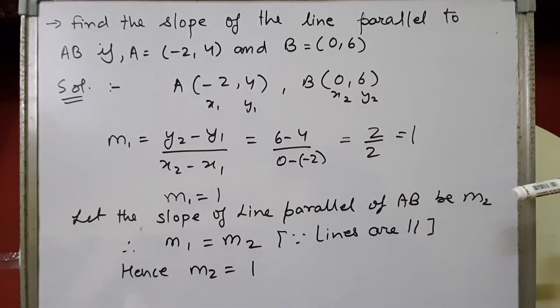So let's assume that the slope of the line which is parallel to AB is m2. When lines are parallel, we have studied that the slopes are equal. So that means m1 equals m2. If m1 is 1, then m2 will also be 1 because the lines are parallel. Right? Note down please.